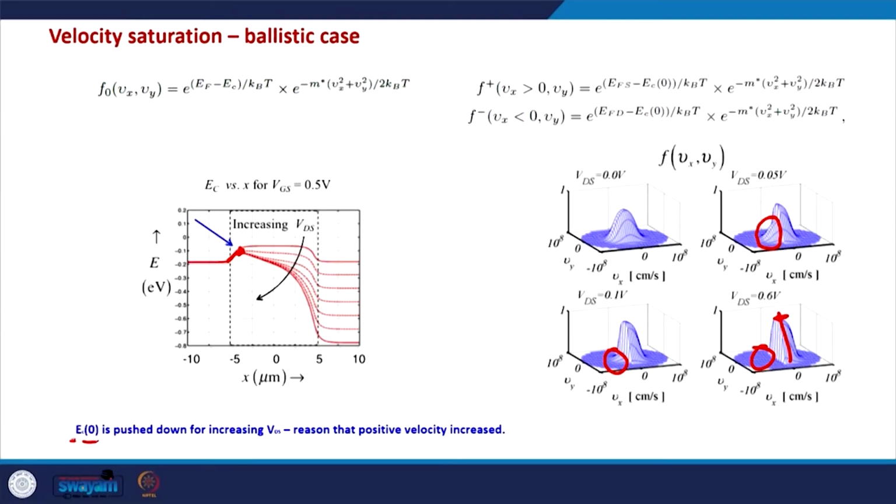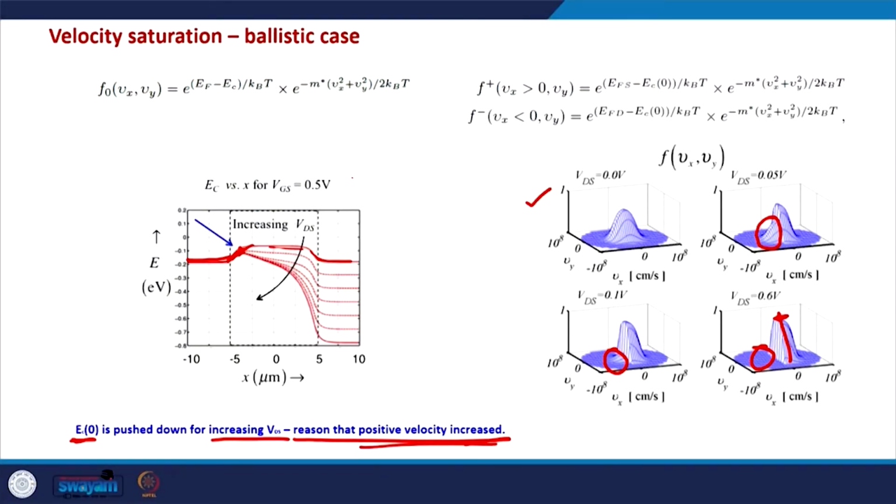We have already done a mathematical analysis of the velocity saturation, the injection velocity saturation, and as you can see, this EC0 is essentially the profile of the electrons in the channel. This is pushed down for increasing VDS, and that is to increase the positive velocity electrons, or in other words, to increase the charge in the channel, to compensate for the charge loss in the channel because of the absence of the negative velocity electrons. So, I hope these two ideas, velocity saturation and barrier changing because of this velocity saturation, are now clear.